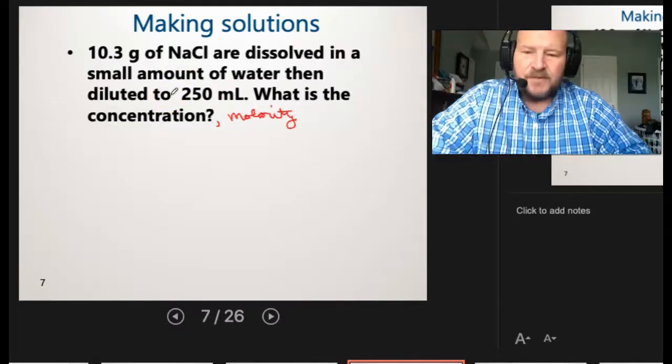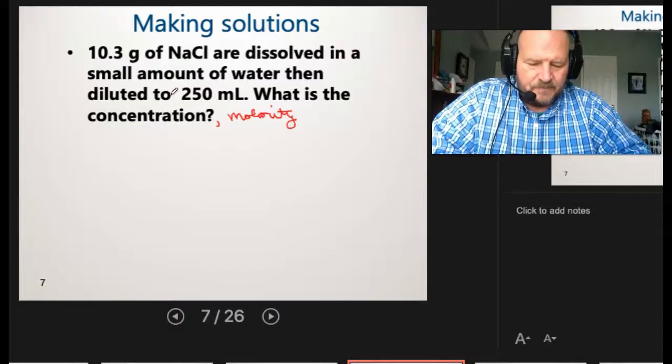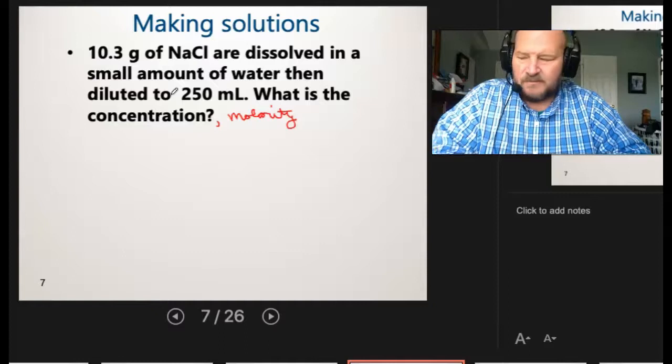So, to get from grams to moles, I'm going to need the periodic table. So I'm going to take sodium, which is 22.99. Double check that.